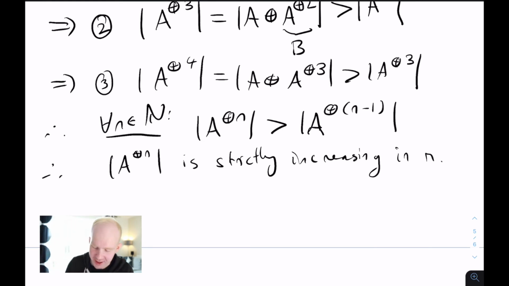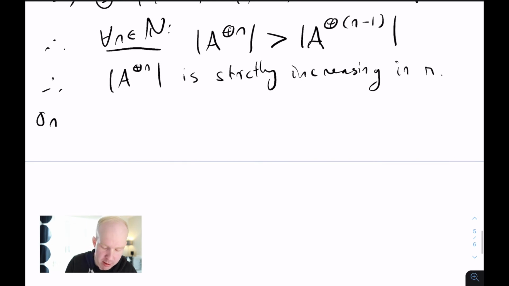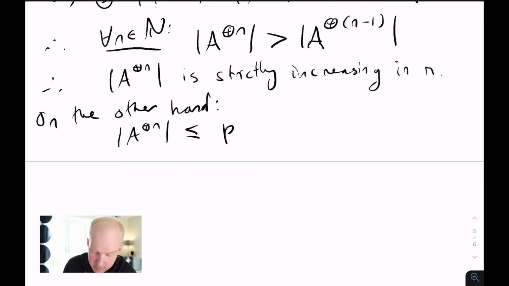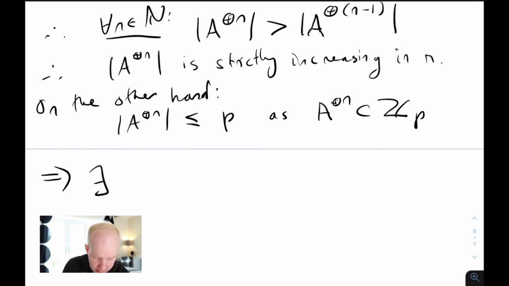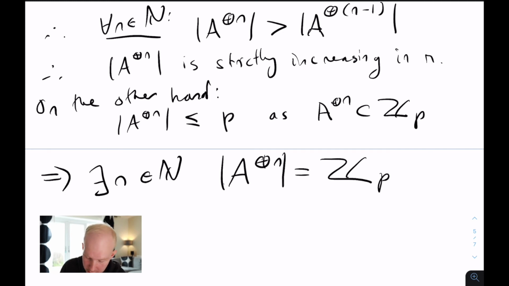The problem here is that if it's strictly increasing, we have an upper bound. On the other hand, the cardinality of nA has to be at most p, as it's always a subset of the group, which has only p elements. So that means there exists an n in N at which this strictly increasing sequence reaches the maximum, so there exists an n such that nA is equal to Z_p.